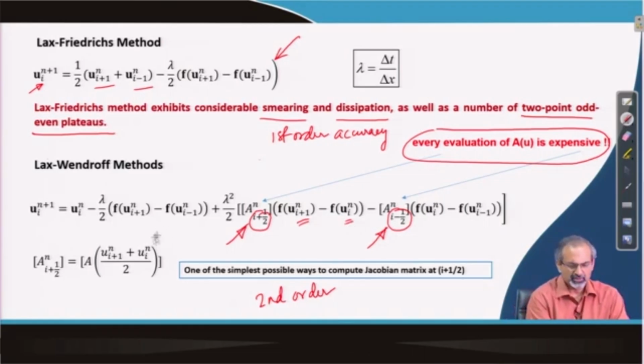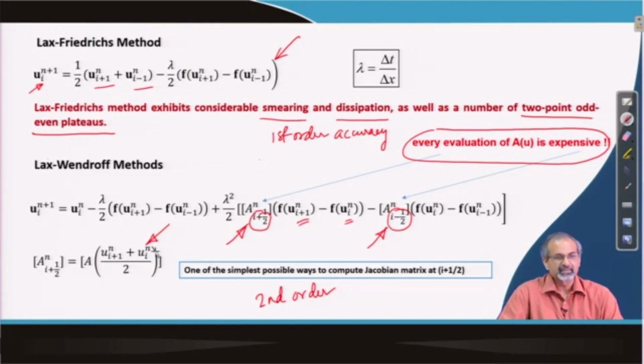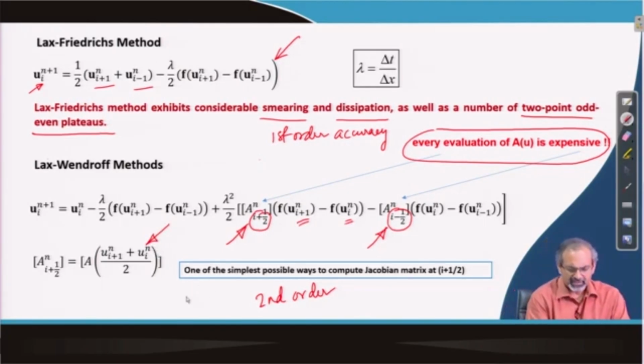There are numerous ways in which you can calculate the value of the Jacobian matrix at staggered locations. A very simple one has been shown over here. This is one of the simplest possible ways. There are better and more accurate ways of doing it, for example Roe averaging, but we are not discussing that here.